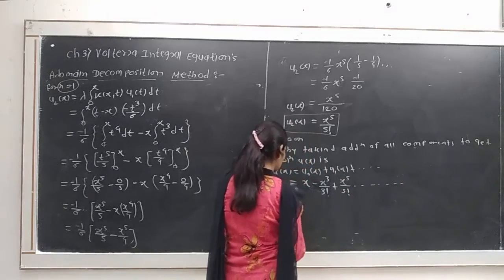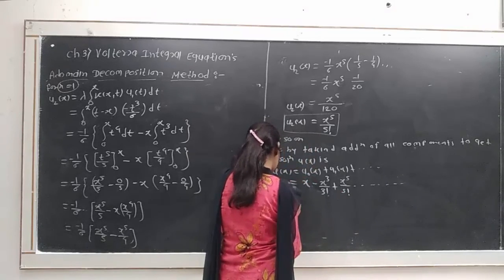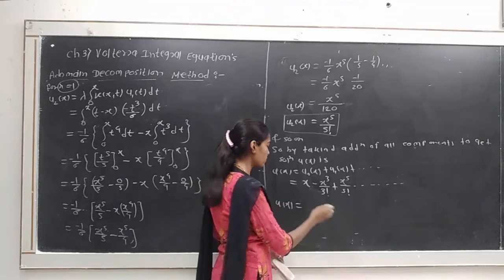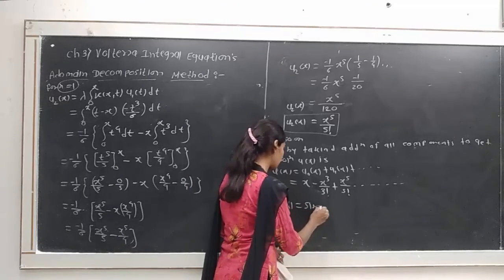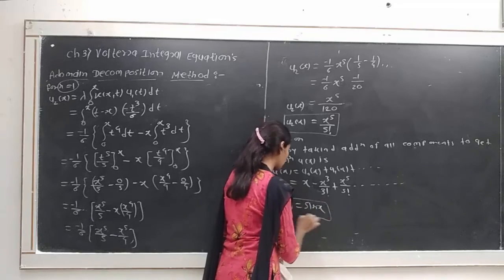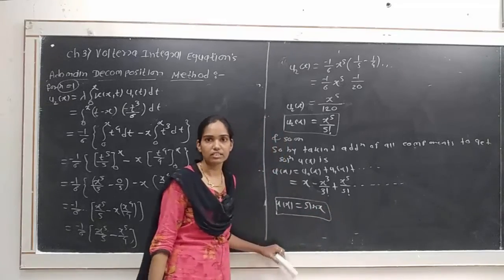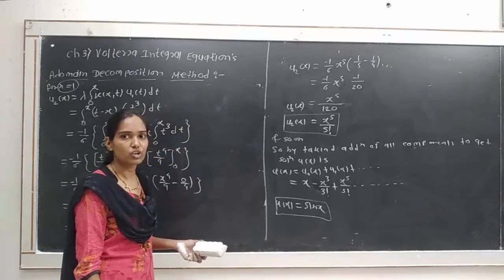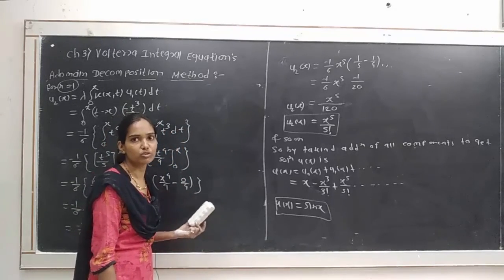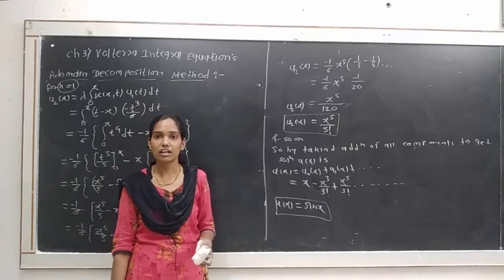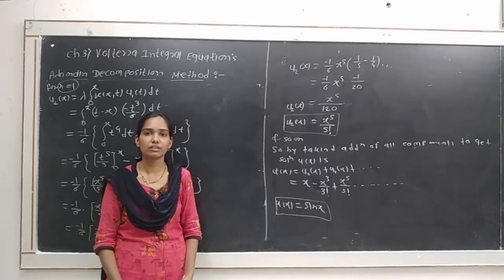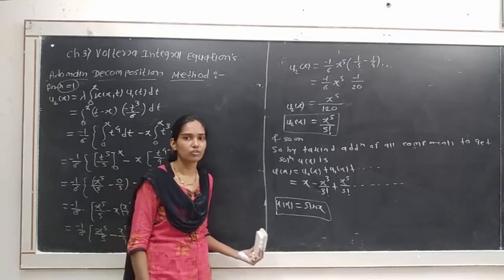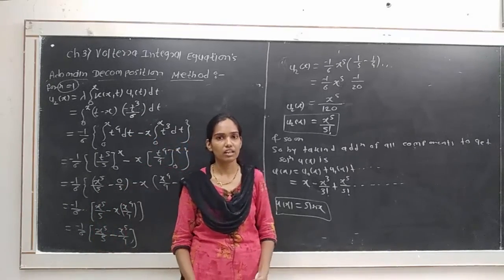We know that this is the Taylor's expansion of the function sin x, so u of x is equal to sin x, which is the exact solution for the given non-homogeneous Volterra integral equation of second kind. So in this way we use the Adomian decomposition method for solving the Volterra integral equation of second kind.